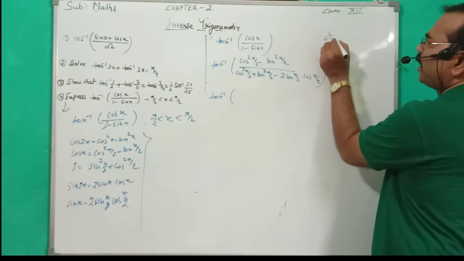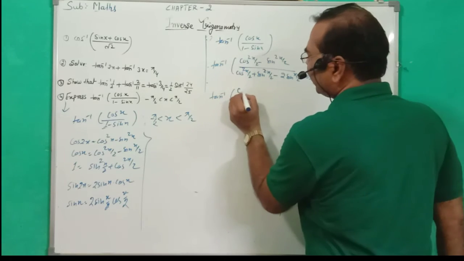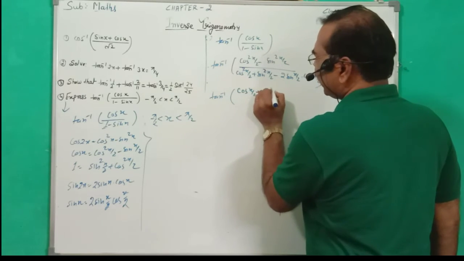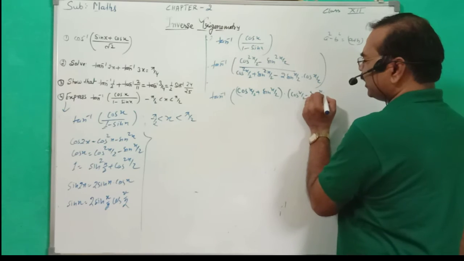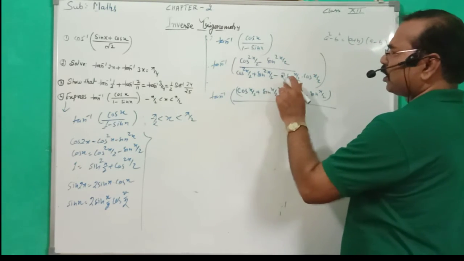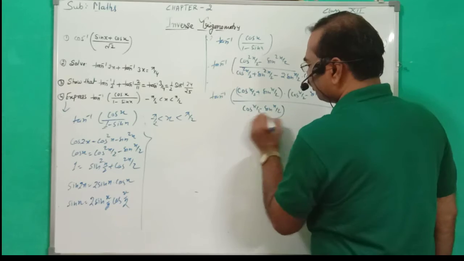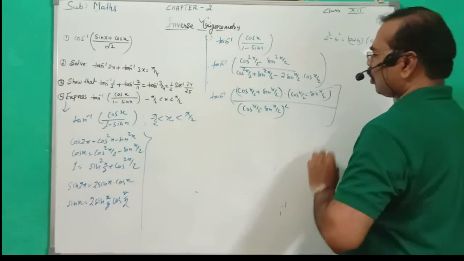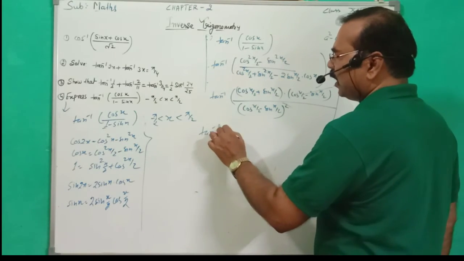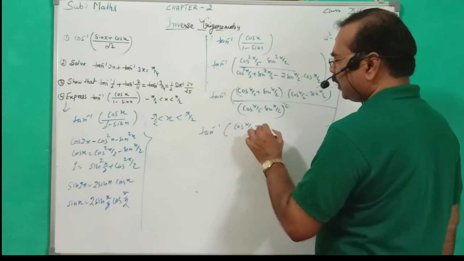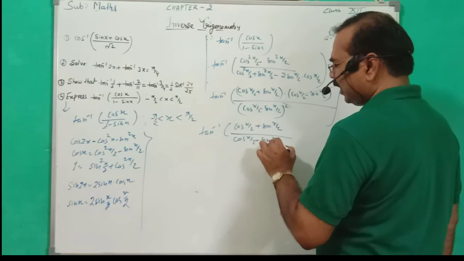Students, you know the property of a square minus b square. What is the property? a plus b and a minus b. So we can write cos x by 2 plus sin x by 2 in one bracket and cos x by 2 minus sin x by 2 in another bracket. In the denominator, a square plus b square minus 2ab gives cos x by 2 minus sin x by 2 whole square. Okay students, one factor of cos x by 2 minus sin x by 2 cancels with the square. So you get tan inverse of cos x by 2 plus sin x by 2 upon cos x by 2 minus sin x by 2.